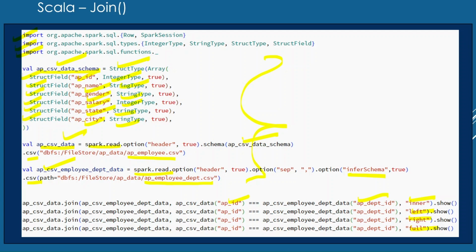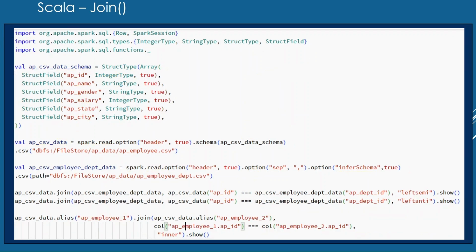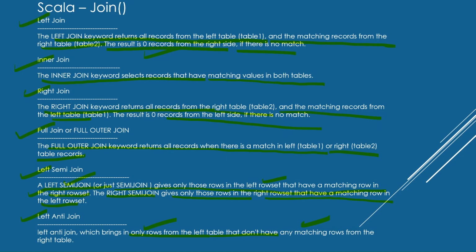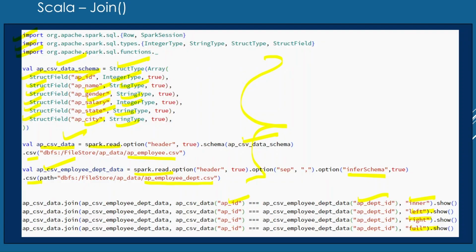So we have completed this exercise. We have also completed left semi and left anti. So in this video we have seen how different joins can be implemented in Scala. The different joins which we have seen here are left join, inner join, right join, full join, left semi join and left anti join.